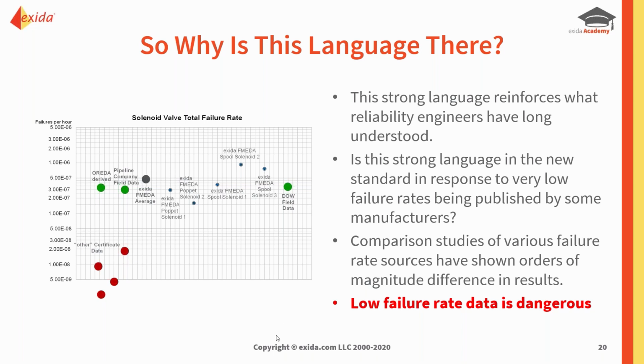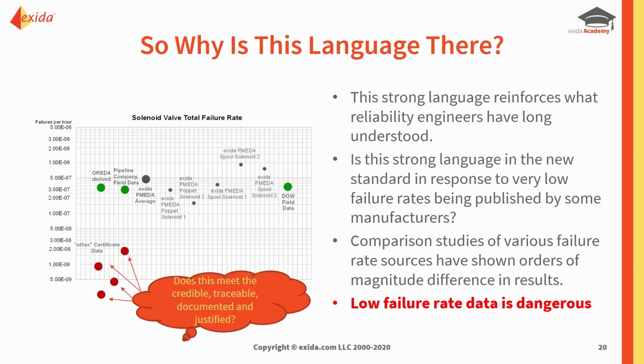So these comparison studies have shown that orders of magnitude can be different in the results. So here we're talking about 200 FITs. Maybe the average is around 250. And this is talking about half a FIT. So how can it be that far off for the same type of device? Well, this is where this question comes in. Does it meet credible, traceable, documented, and justifiable? Even this one at 5 FITs.